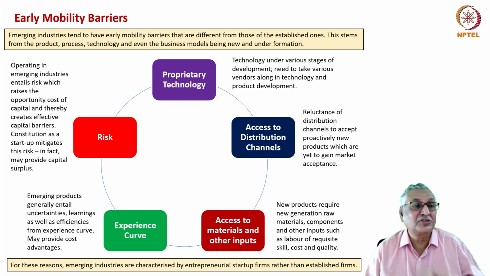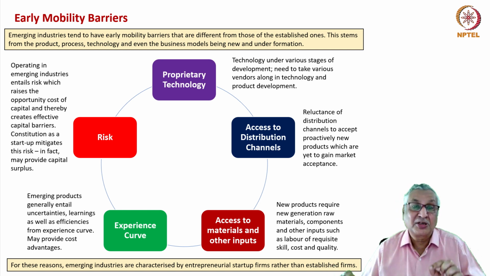Operating in emerging industries entails risk, which raises the opportunity cost of capital and thereby creates effective capital barriers. Constitution as a startup, of course, mitigates this risk and may also provide capital surplus. But when that is combined with certain other parts of strategic indiscipline, the net result could be negative. Therefore, emerging industries are characterized by entrepreneurial startup firms rather than established firms. That is taken for granted.